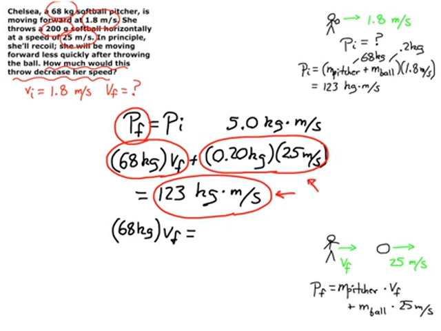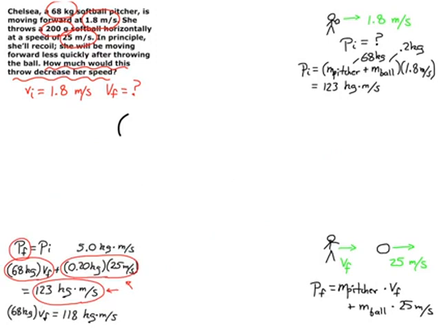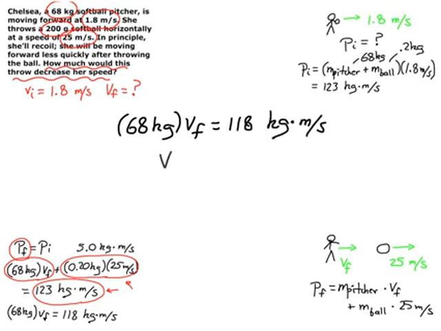So the final momentum of the pitcher is less. It's 118 kilograms meters per second. Here's what we get for our final calculation. We have 68 kilograms times Vf, and that was equal to 118 kilograms meters per second. We can solve for Vf, and if we do that, and we round off to two significant figures, we get 1.7 meters per second. She's slowed down from 1.8 meters per second to a speed of about 1.7 meters per second.